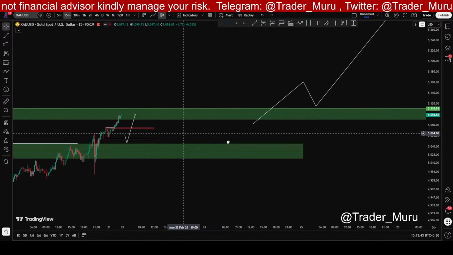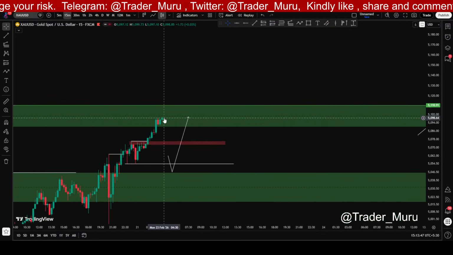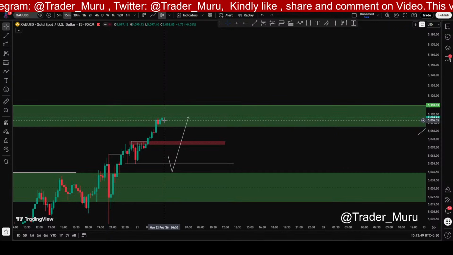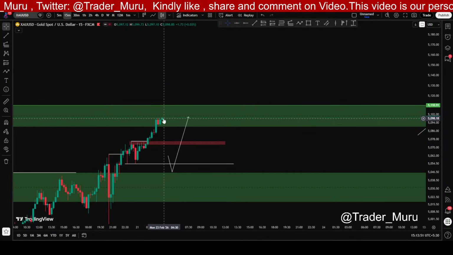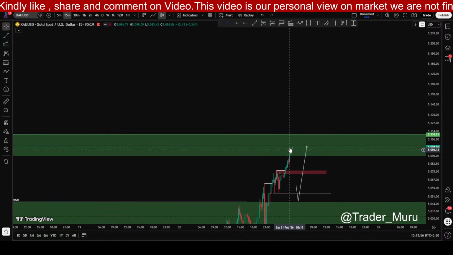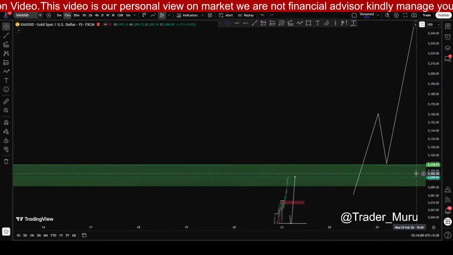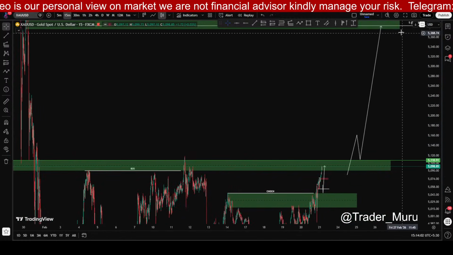Monday can open with a possible bullish reaction, but if it opens with a gap down, then this area will be the buy zone. If it opens with a gap up, then on the retest it will be going for the high.